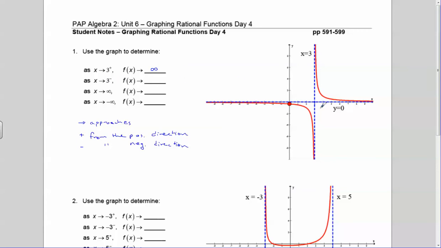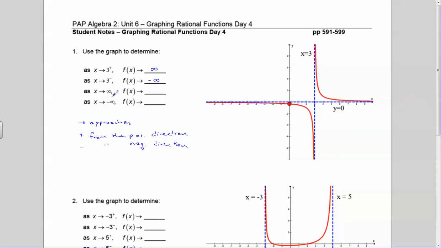Next, looking at it from the negative direction, as x approaches 3 from the negative direction, this function is decreasing, and it will continue to decrease infinitely. So f of x approaches negative infinity.